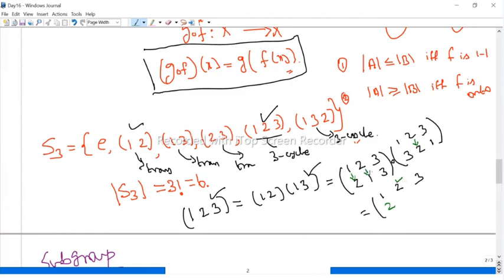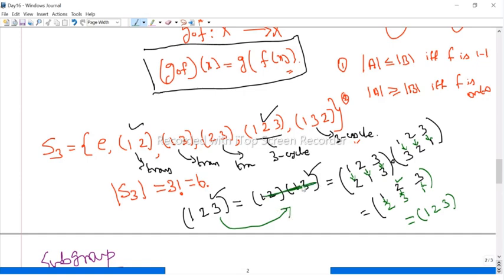Now start with the 2. 2 goes to 1, 1 goes to 3. Therefore this is 3. Now 3 goes to 3, 3 goes to 1. This is 1. Now this is a permutation notation. We can write it in the cycle notation. You start from 1. 1 maps to 2. Now 2 maps to 3. Now 3 maps to 1. This cycle is complete. Therefore it can be written as (1 2 3).